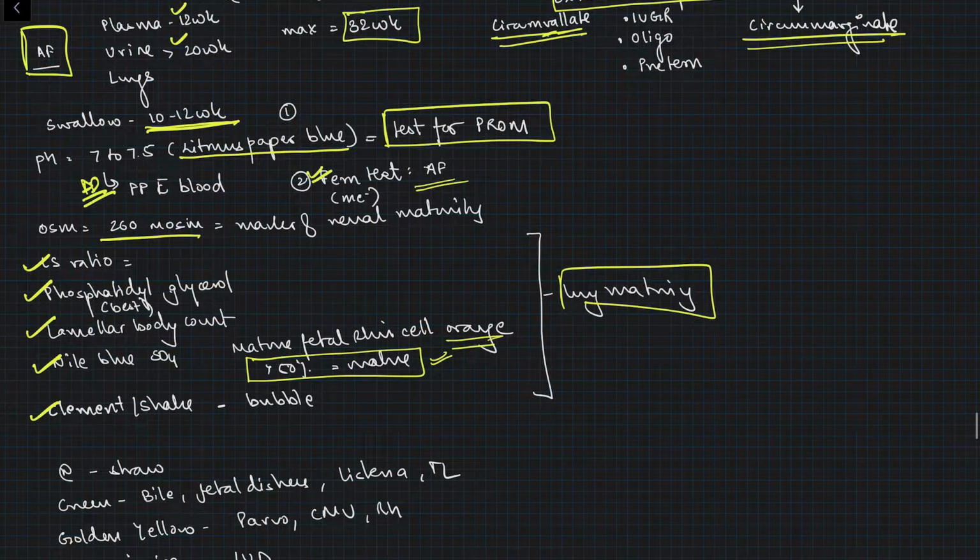Normal amniotic fluid is straw colored, and if it is green colored, it indicates bile, fetal distress, listeria, and transverse lie. Golden yellow is indicative of parvo, CMV, RH. Tobacco juice is seen with IUD, and yellowish green is seen in post maturity.